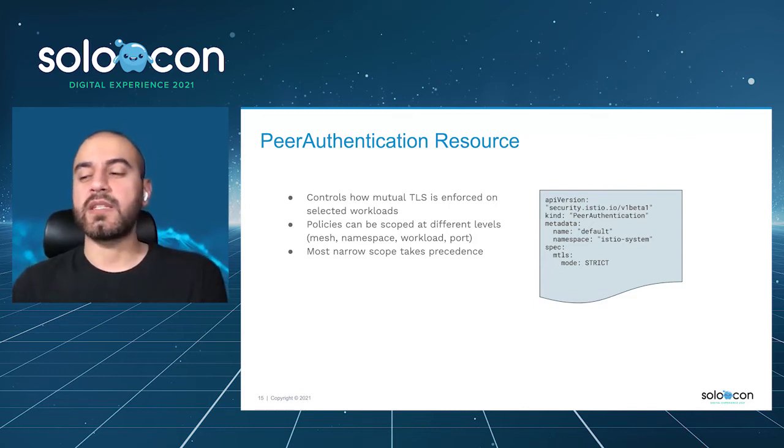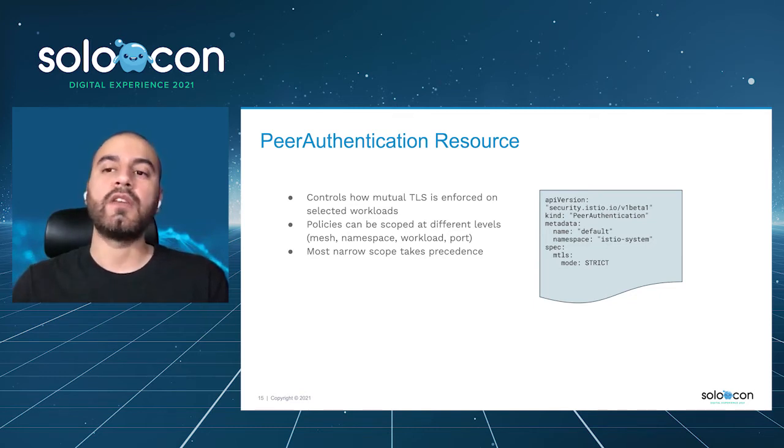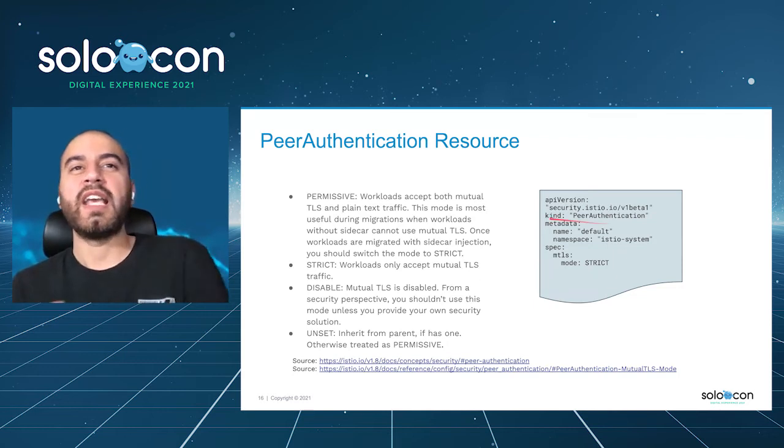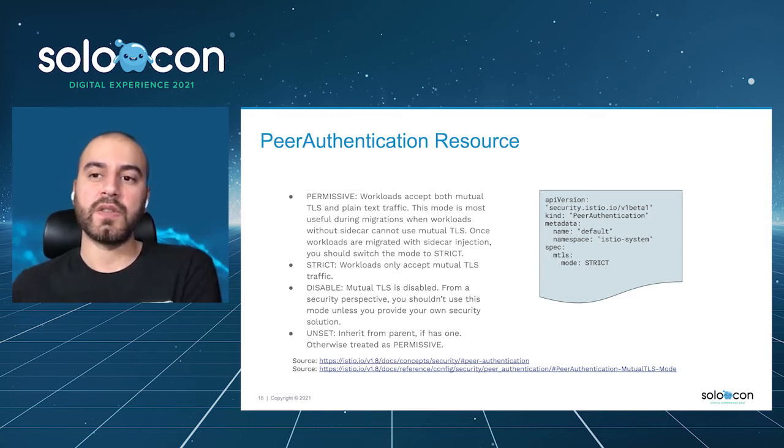So this is important because if you have a mesh-wide config, and again, the default config is permissive, you can go more narrow and say, okay, I want to set this one namespace to strict while I leave the mesh-wide config at permissive, for example. So again, permissive, we haven't really fully defined it. We've talked about it a little bit. Permissive mode means that workloads can accept both plain text and mutual TLS connections.